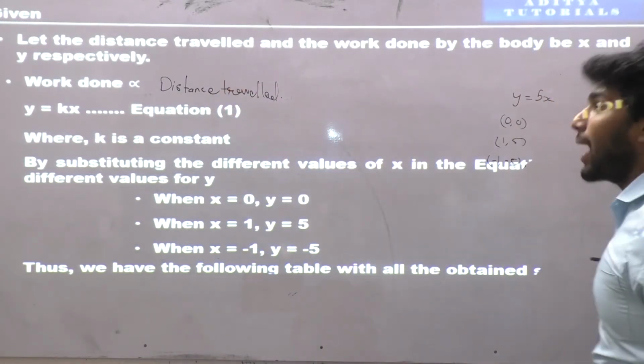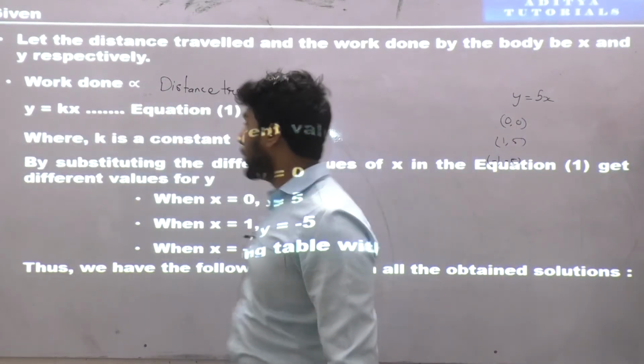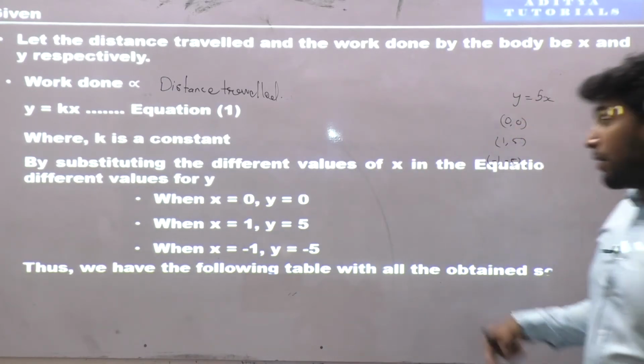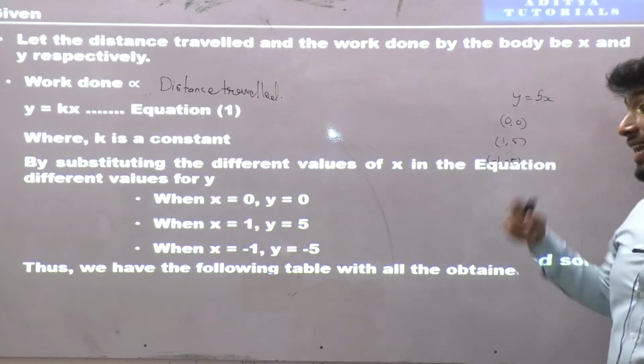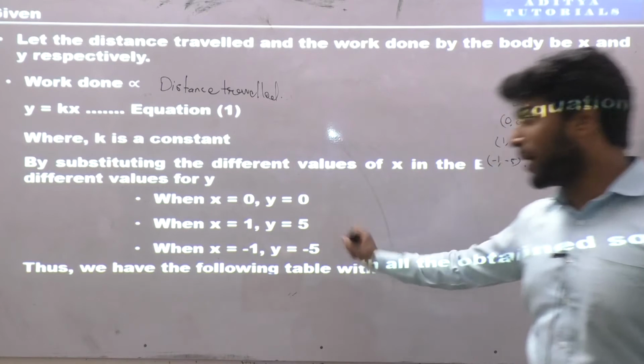So we got y is equal to kx, which is proportionality. When we remove the proportionality sign, we get a constant, where k is a constant. By substituting different values of x in the equation, when x is equal to 0, we get y is equal to 0. When x is equal to 1, we get y is equal to 5. When x is equal to minus 1, we get y is equal to minus 5.